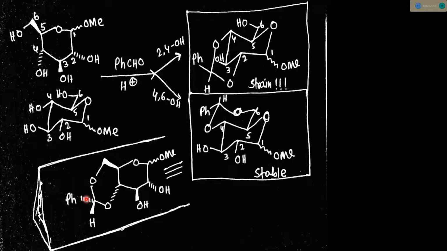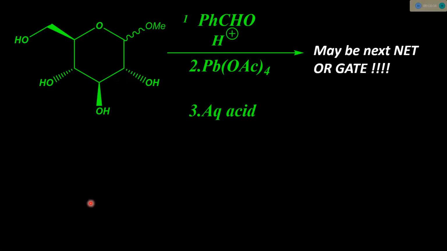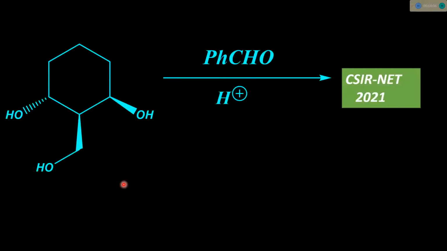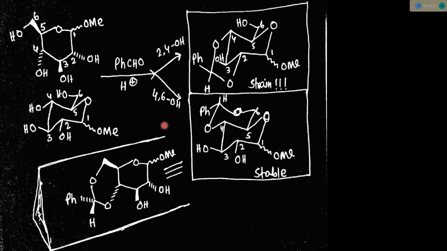Also we have to mention the stereochemistry of the phenyl ring. See, in this case the phenyl ring is equatorial, meaning it is below. The question that was asked in CSIR NET, in the answer also, they had to mention the stereochemistry of the Ph substituent, whether it was below or up, and the stereochemistry of this carbon also in that question. So the chemistry is like that.